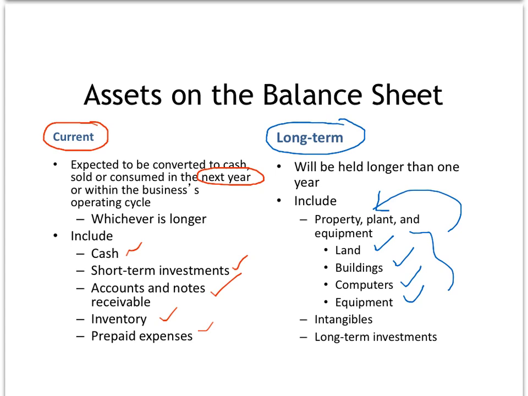So assets on the balance sheet start with our current assets, which are things less than a year till maturity or converted to cash. And then we have the long-term assets, which come after the current assets, and those are things that are going to be held for more than a year.